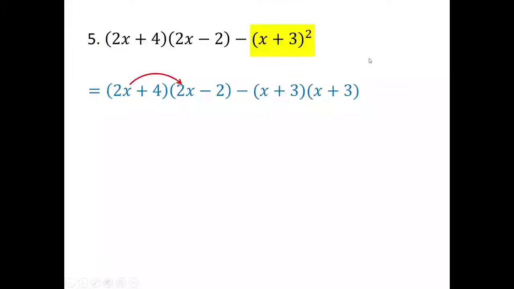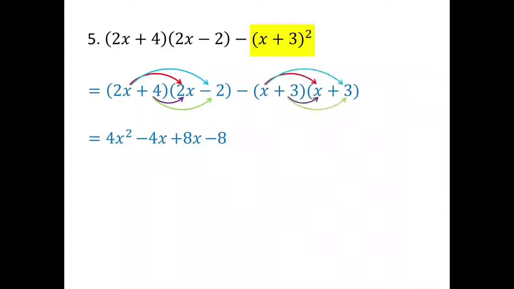Okay, so 2x times 2x gives me 4x squared. 2x times negative 2, that will give me negative 4x. The inners, 4 times 2x will give me 8x, and 4 times negative 2, that will give me negative 8. Okay, then I'll do the same for the second bracket, the second part.